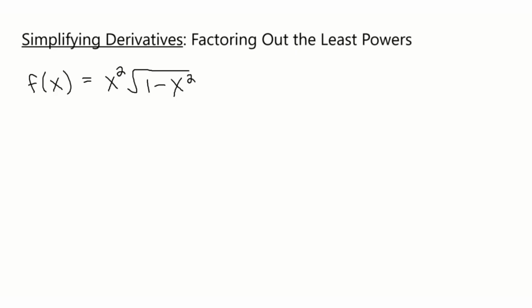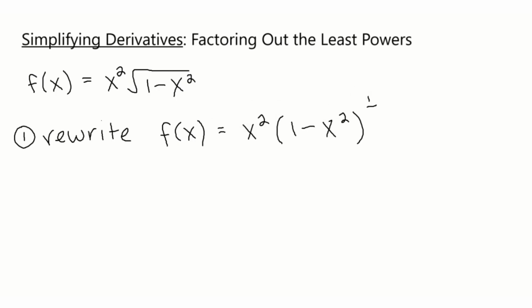Pause the video and find the derivative. First, rewrite the function in exponent form. So pause the video if you haven't done that already. We can rewrite the square root as raised to the power of 1/2. Now we can use the product rule to find the derivative.